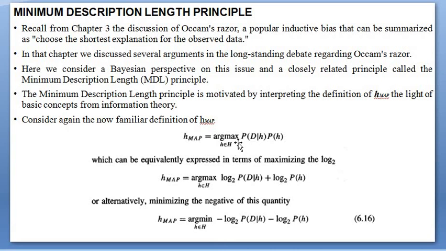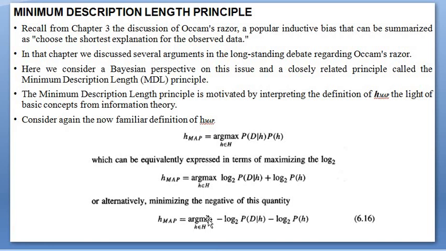Now, if you want to write this equation once again, we can apply the log, that is log to the base 2, on this equation. We know the logarithmic rule: log of m into n is equal to log of m plus log of n. So after applying the log, it becomes arg max of h belongs to capital H, log to the base 2 P of D given h, plus log to the base 2 P of h.